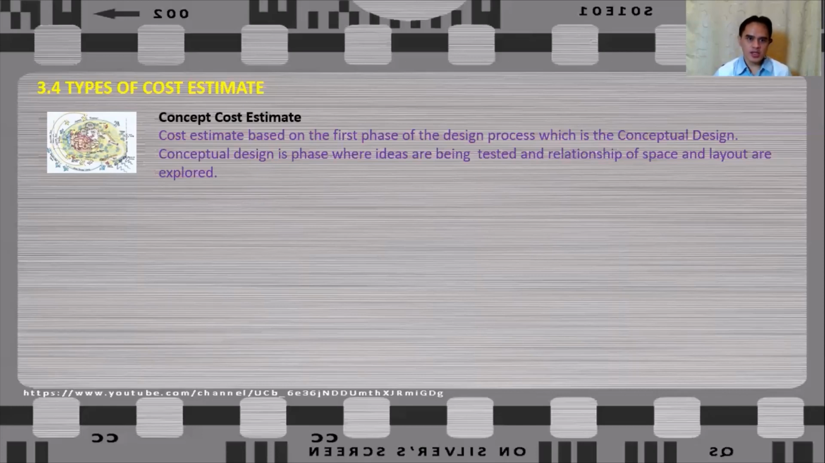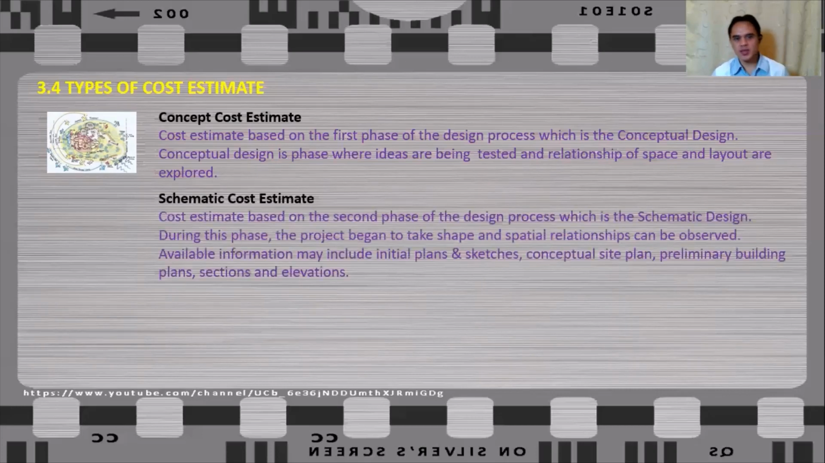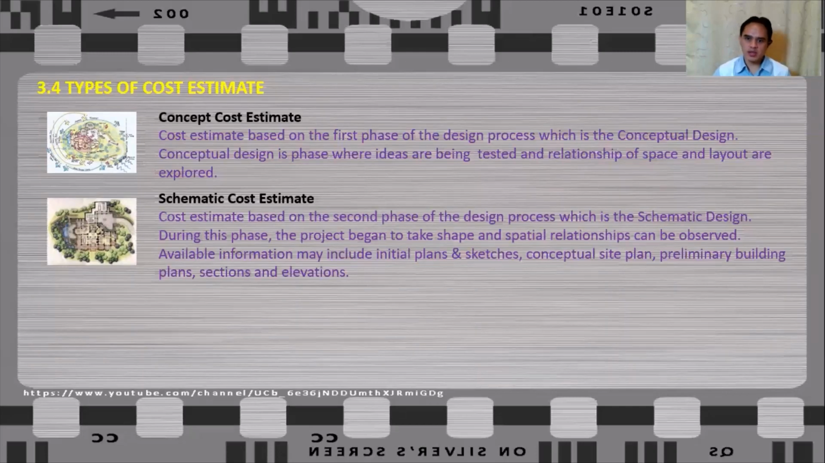So the next type of estimate is schematic cost estimate. And these are based on the second phase of the design process. So the second phase of the design process is also called a schematic design. So during this phase, you can already begin to see the shape and spatial relationship of the project. And the available information can be ranged from initial plans and sketches, conceptual site plans, maybe preliminary building plans, sections, and elevations.